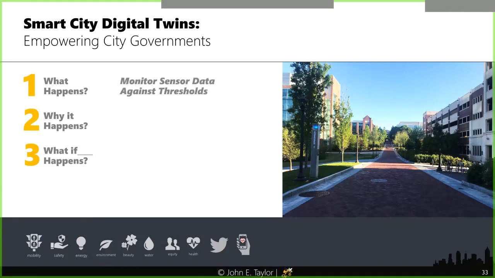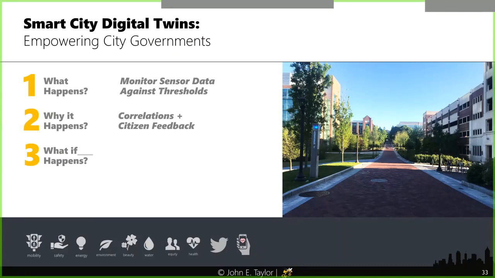Let me come back to how cities can benefit from this if it's deployed more broadly. We can monitor the IoT, Internet of Things, sensor data that we're collecting across the city against some thresholds. If it exceeds some predefined threshold, then we can take action. We can look at data across different types of sensor data feeds to identify correlations.